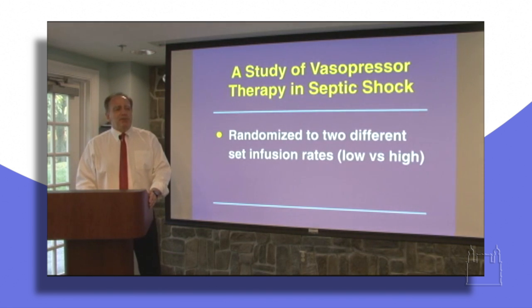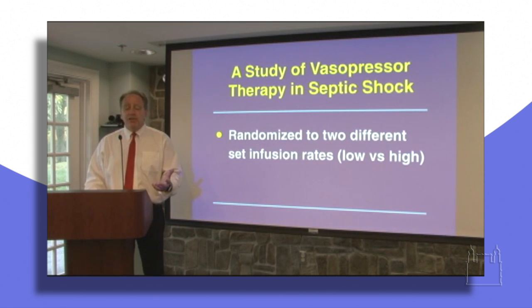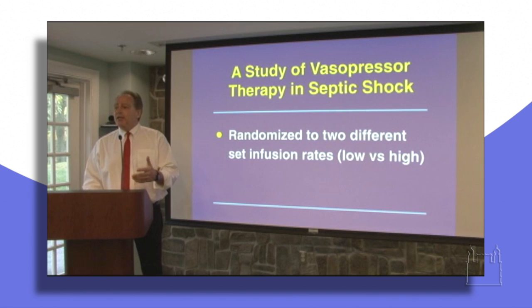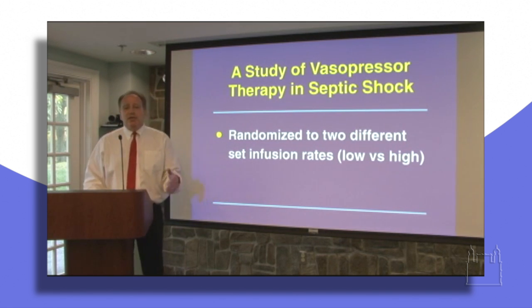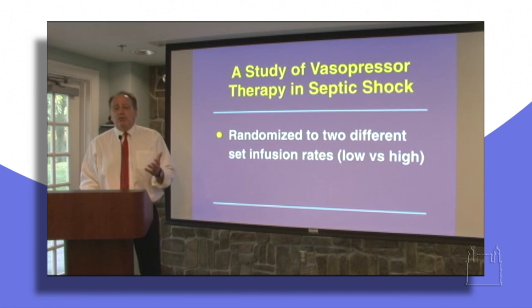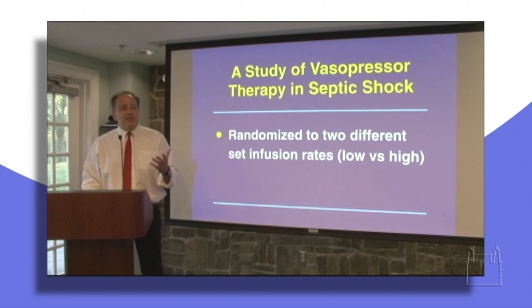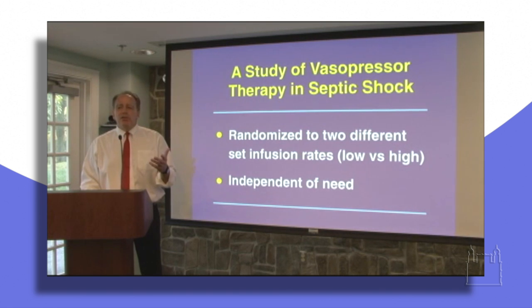So we're randomizing people to two different infusion rates, a low infusion rate of pressors and a high infusion rate. And the argument goes something like this. People use low infusion rates and people use high infusion rates. So they're all used within usual care. So let's see if one is better than the other. Normally in usual care, we titrate them. But now we're going to do it independent of need because there's no data to suggest one dose is better than the other.